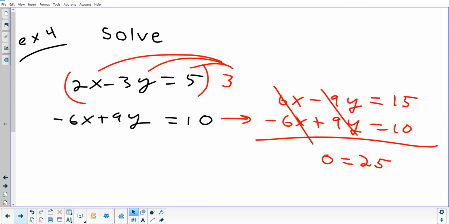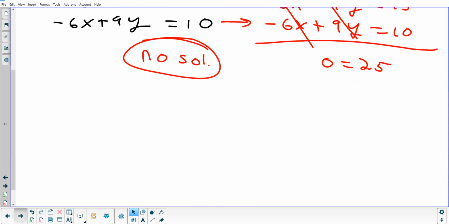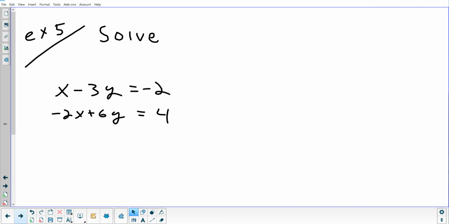Whenever all the variables disappear, it's now a special case. What do you think that means in terms of the solution? No solution. There's no solution. When you end up with a false statement, there is no solution. That means if you were to get these equations with y by itself and you graph them, they're parallel lines. They would never cross. They have the same slope, but they have different y-intercepts. Okay? So that's a special case. Let's try this one.